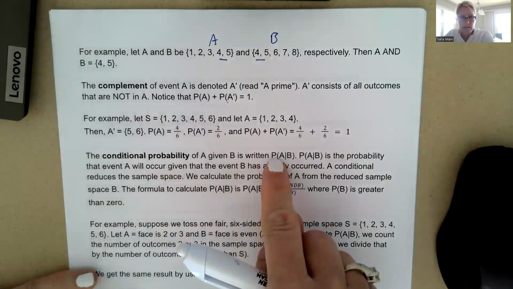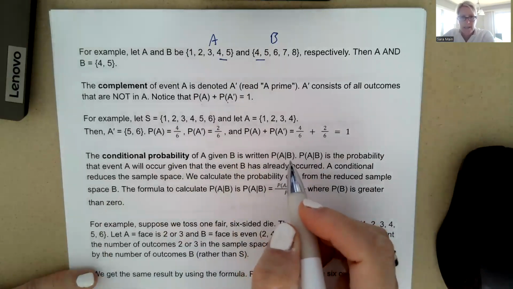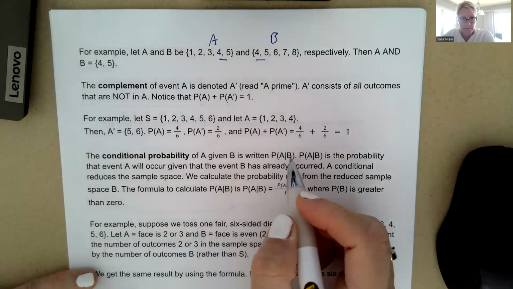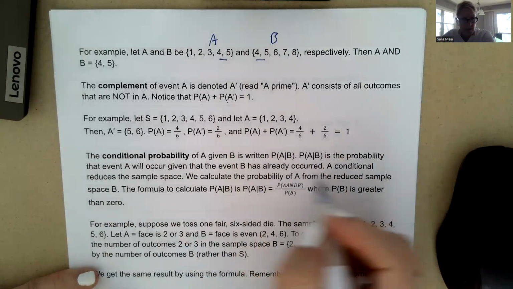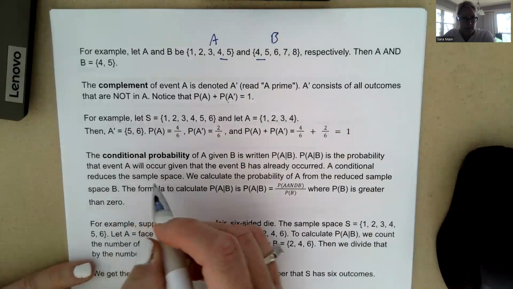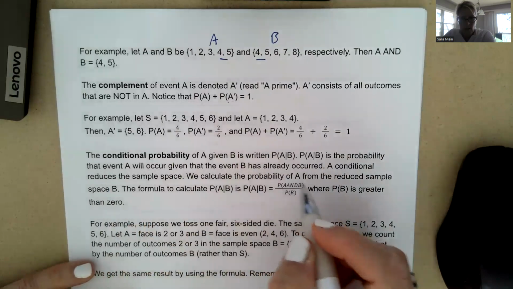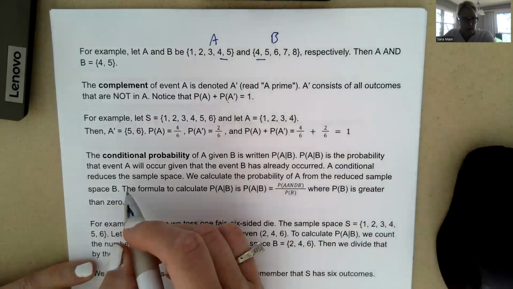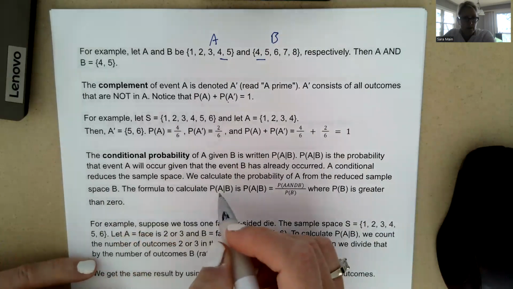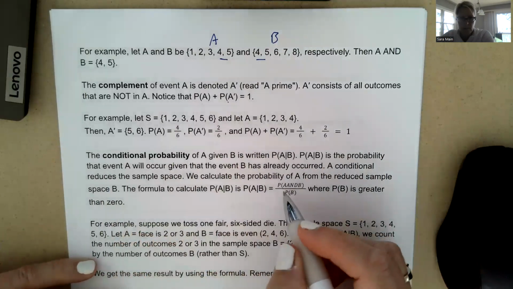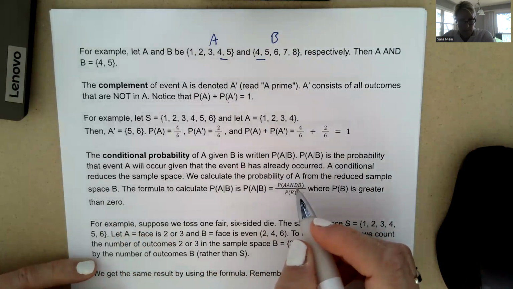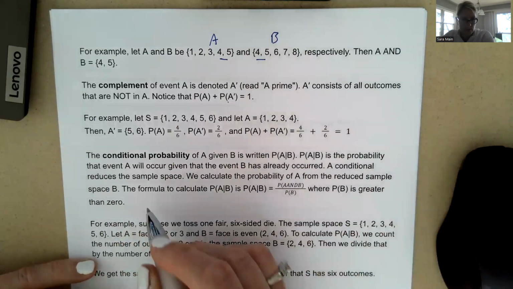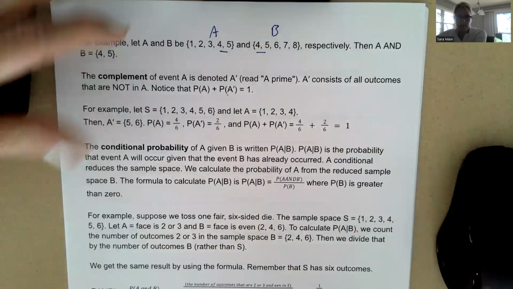It's written as this: the probability of A given that B has already happened. Okay. A conditional reduces the sample space. We calculate the probability of A from the reduced sample space B. The formula to calculate the probability of A given B is the probability that A and B happen over the probability of B, where the probability of B is greater than 0. Let's look at an example.